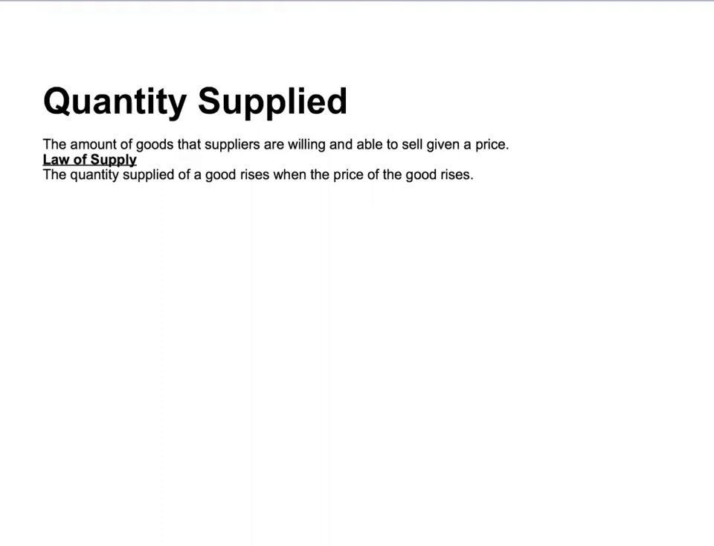The first idea is quantity supplied, the amount of goods that suppliers are willing and able to sell at a given price. The law of supply then is the quantity supplied of a good rises when the price of the good rises. Now when we looked at demand, demand was downward sloping. So supply, when you use the law of supply, is the quantity supplied of a good rises when the price of the good rises. So I'm going to show you what that looks like on our graph.